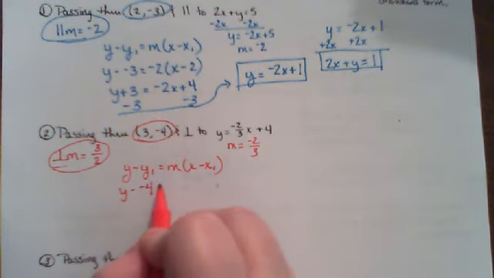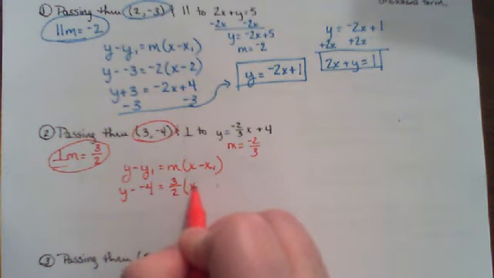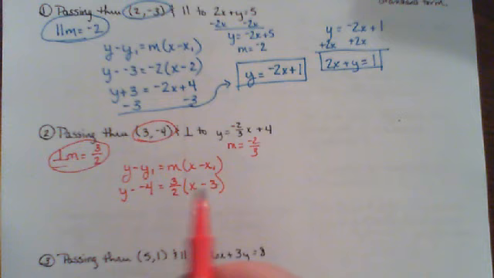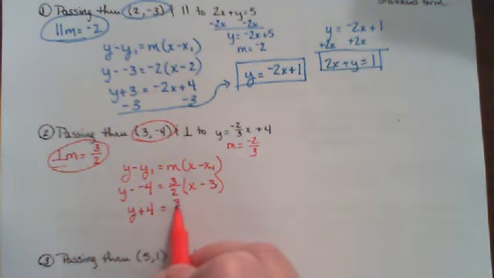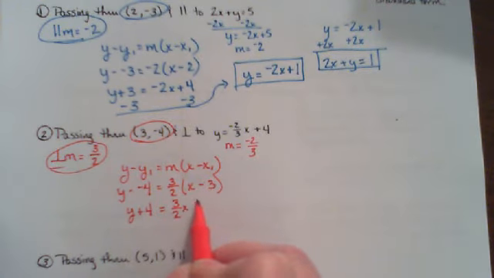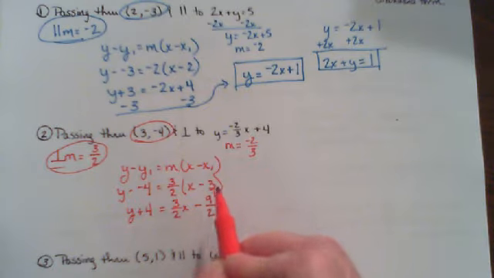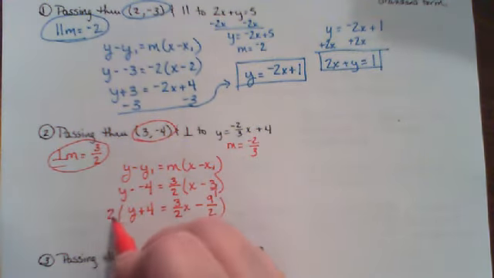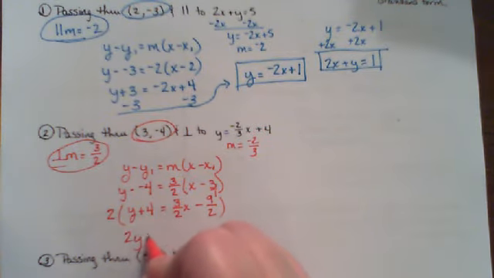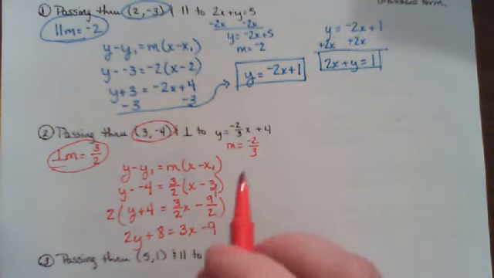y1 is negative 4. And we said m was 3 over 2. So that's going to be what? y plus 4 is equal to 3 over 2 x minus 3 times 3 is 9 over 2. I don't like fractions, so I'm going to multiply everything by 2. 2y plus 8 is equal to 3x minus 9.